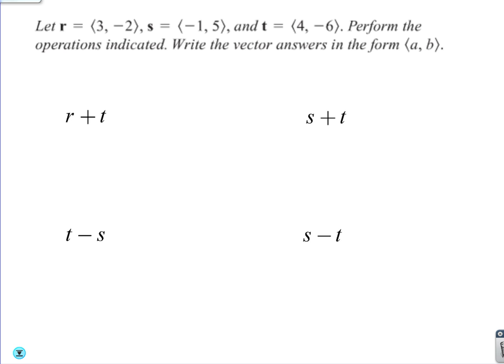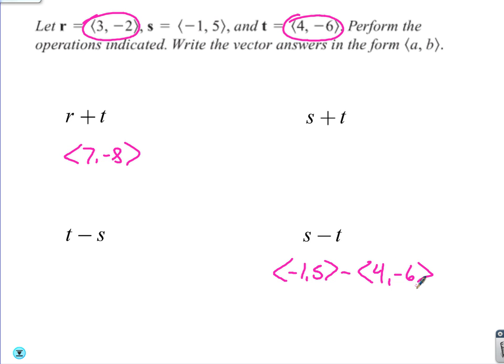Austin, if R is 3, -2, T is 4, -6. Austin, what's R plus 2? 7, -8. And again, that would be the diagonal of your resultant vector. Now subtraction, we didn't even do subtraction. I think you can handle subtraction. S minus T, -1, 5 minus 4, -6.